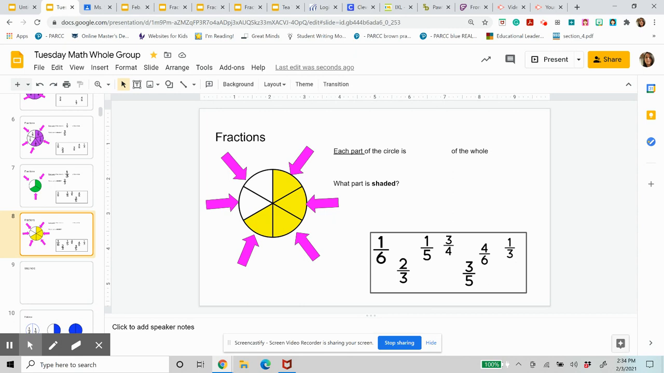And maybe you're sharing on your Jamboard, maybe you are writing it on a piece of paper, maybe you're writing it on a chalkboard, or you just have a number, a fraction in your head. So each part would be 1/6 of the whole, right? Because this would be one piece, one piece, one piece, one piece, one piece, one piece. And so that's 1/6. What part is shaded?